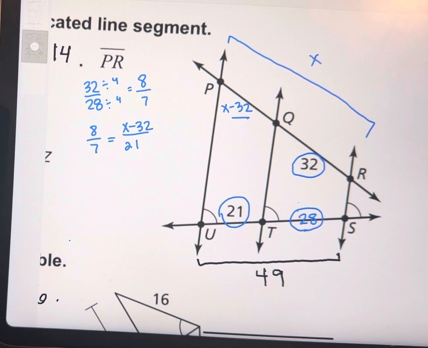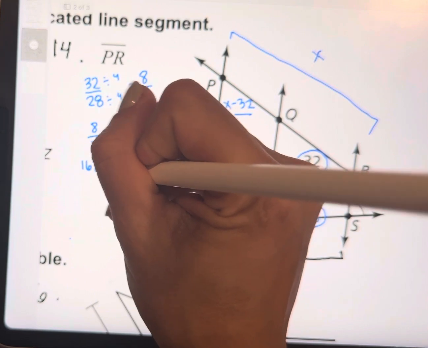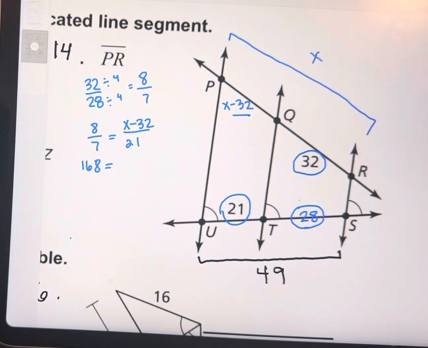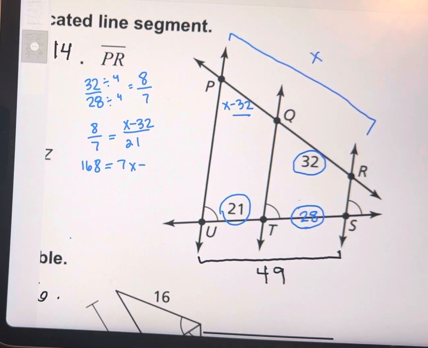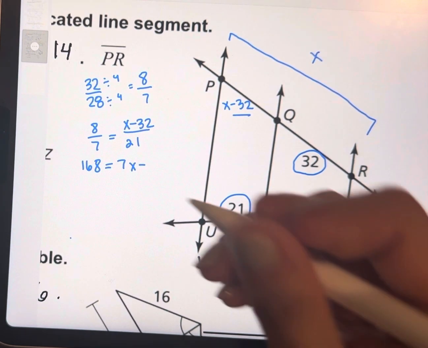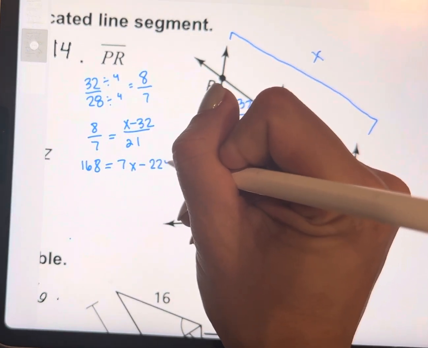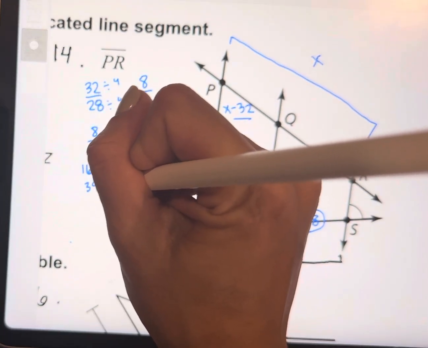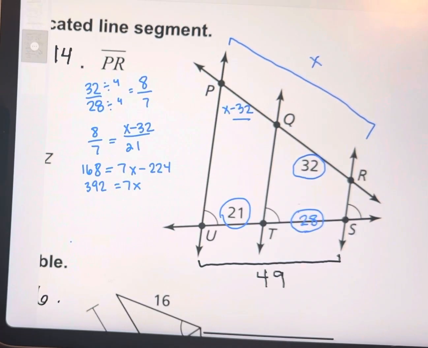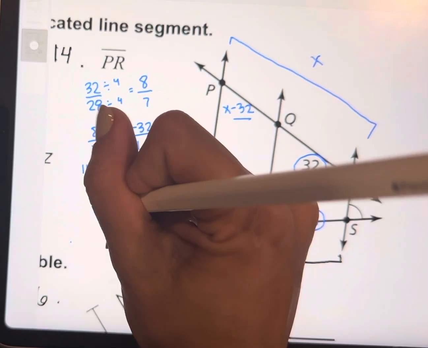So 8 times 21 is 168. And then that equals 7x minus 7 times 32, which is 224. Then I've got to add the 224 to both sides. And I get 392 equals 7x, and then I'll divide by 7. x is 56.